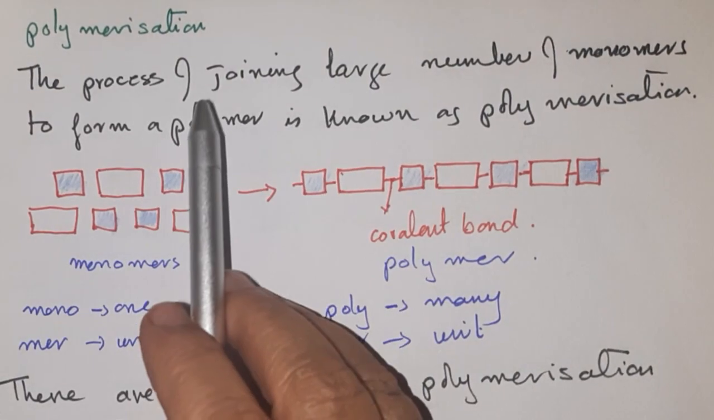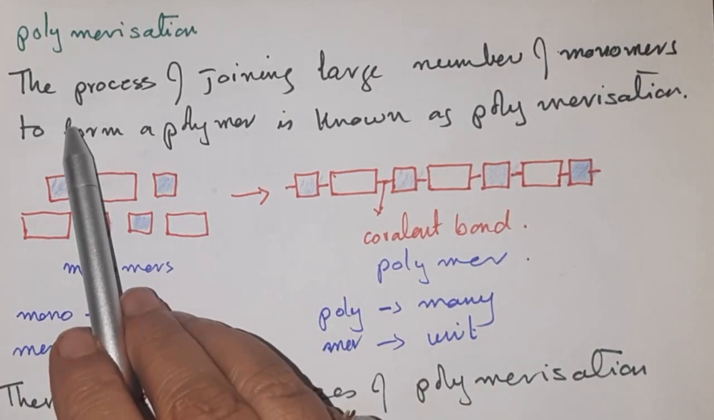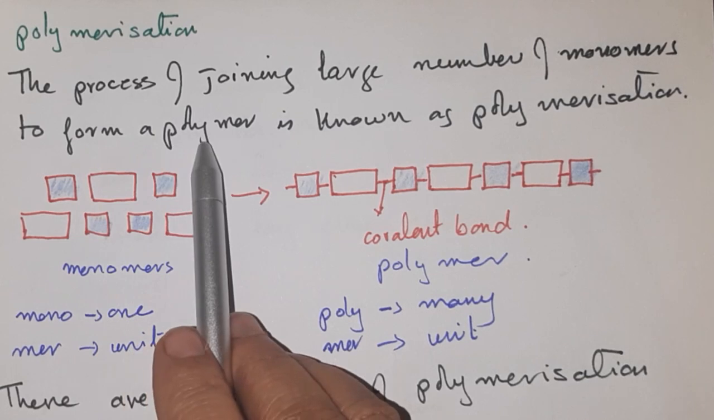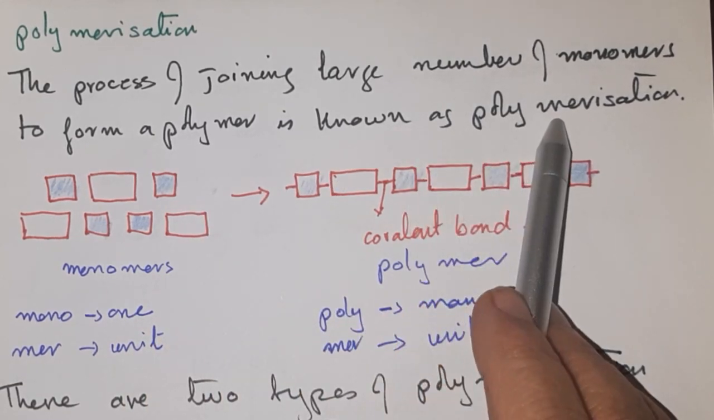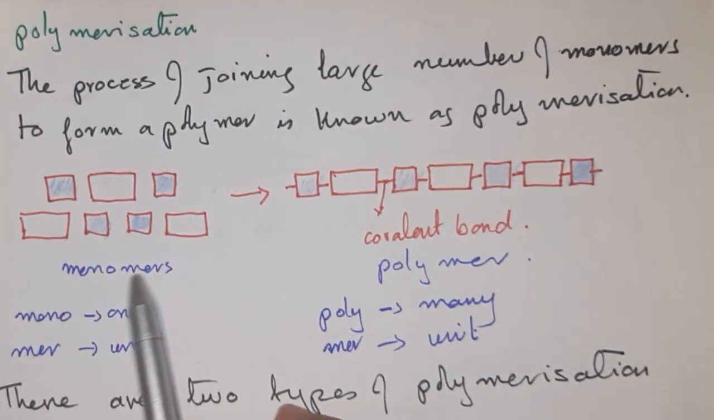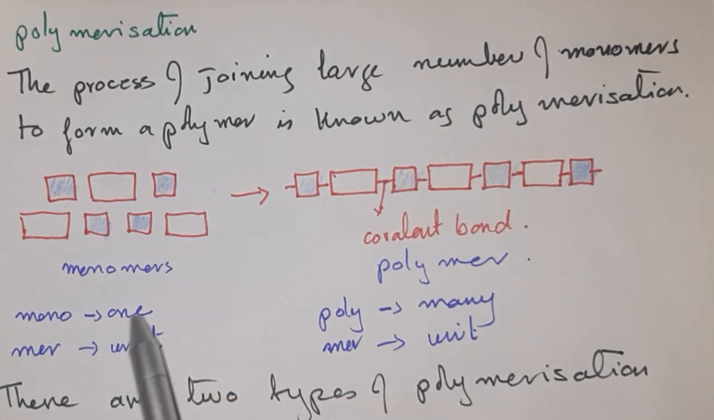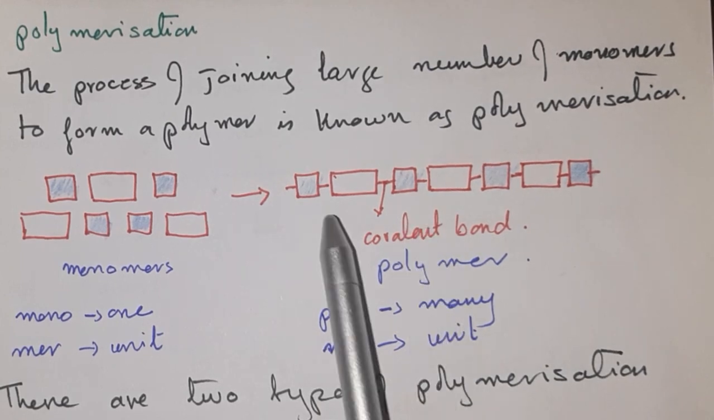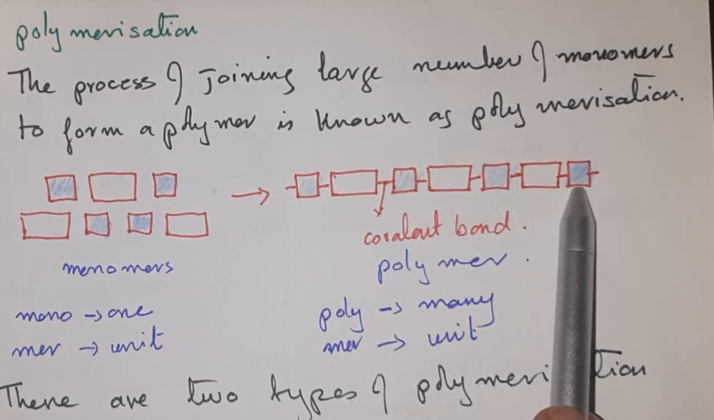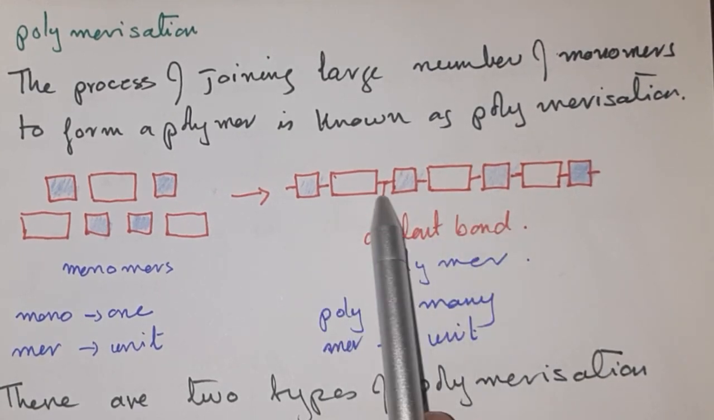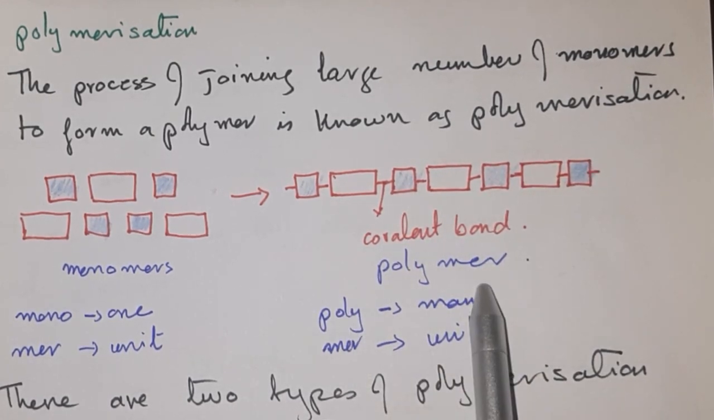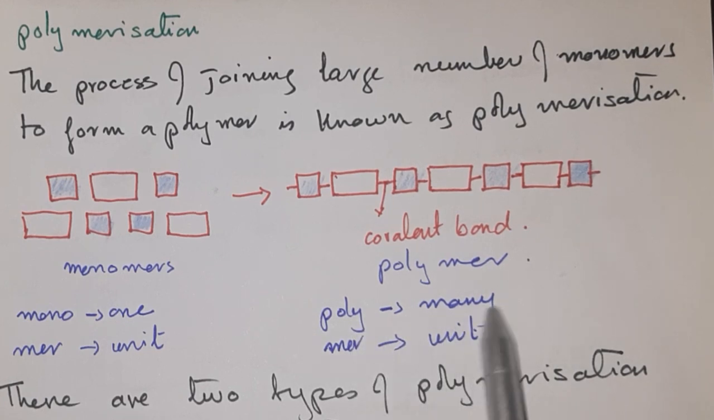Now we are going to study polymerization. The process of joining a large number of monomers to form a polymer is known as polymerization. Now here I have shown you the monomers. Mono means one and mer means unit. These are monomers, and here I have joined all these monomers, and the single line in between is showing the covalent bond, and this forms a polymer. Poly means many and mer means unit.